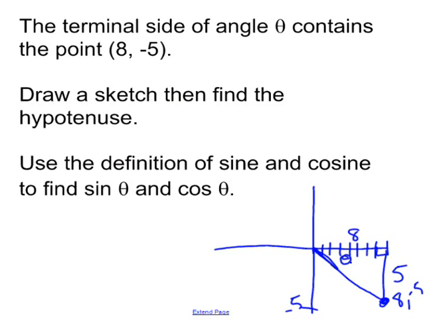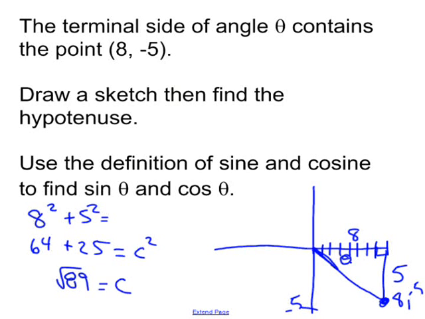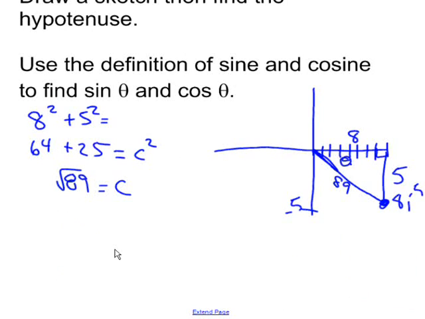So I go back to my trusted Pythagorean theorem, and I do 8 squared plus 5 squared, and I get 64 plus 25, which is the square root of 89. Okay, so I found that. And now I'm asked to find, well, what's sine of theta? And what's cosine of theta?